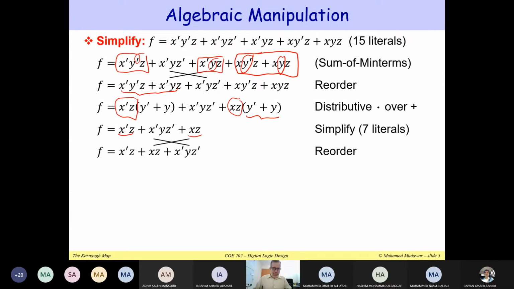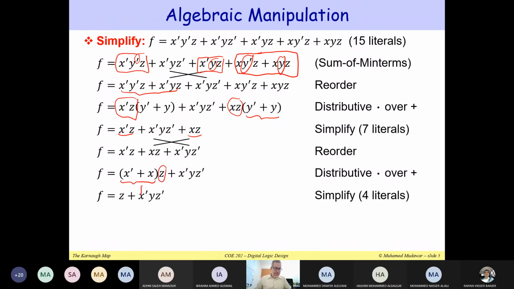So let me bring them together. And here I have x prime or x, which is equal to just 1. So this can be simplified to simply z. Okay? So that's equal to z. Again, I need to clean up. Okay, so you see that we have simplified it. Now we are at 4 literals.